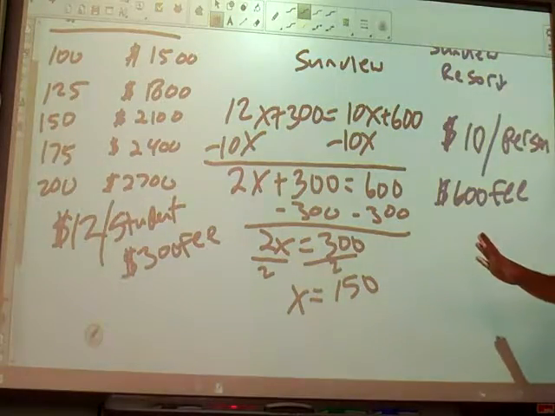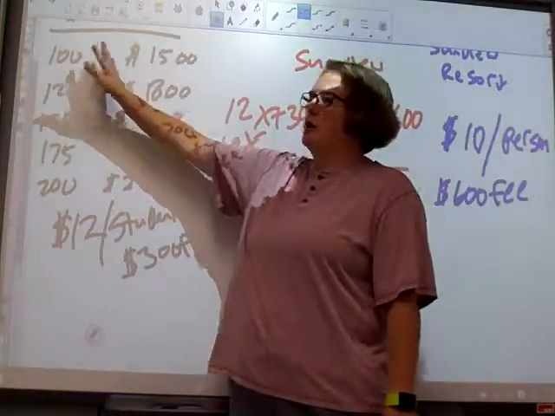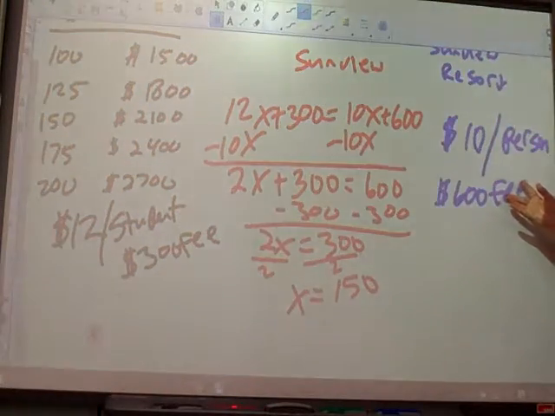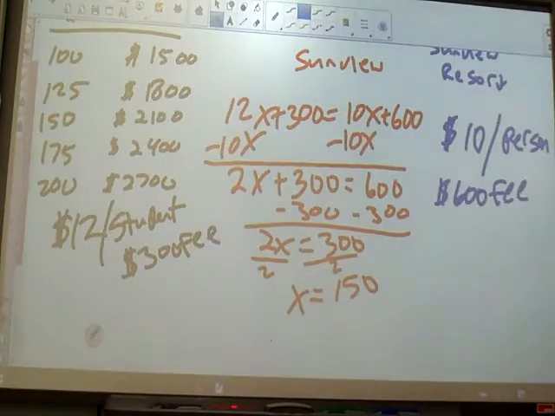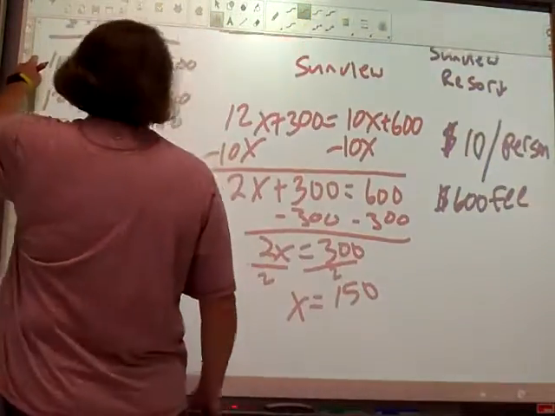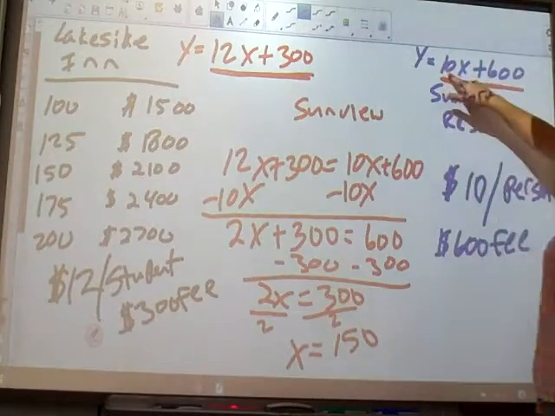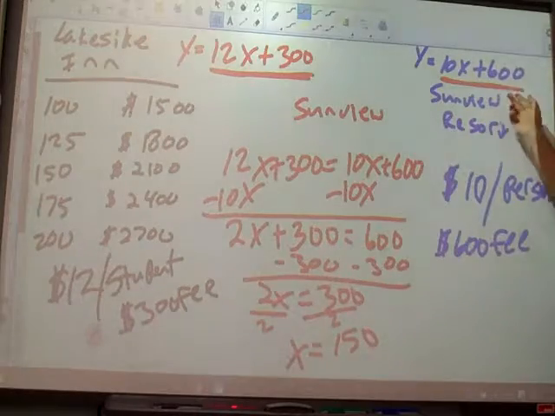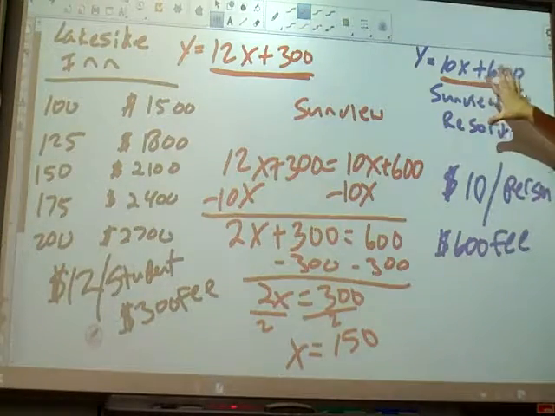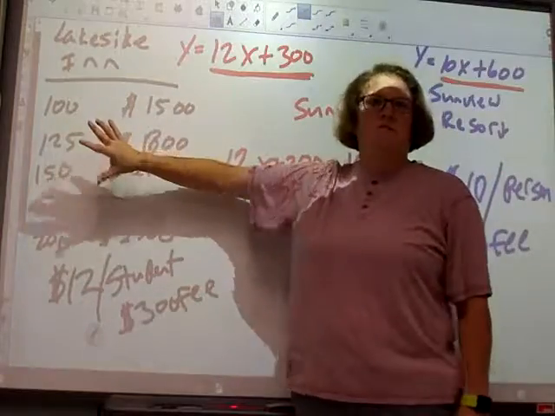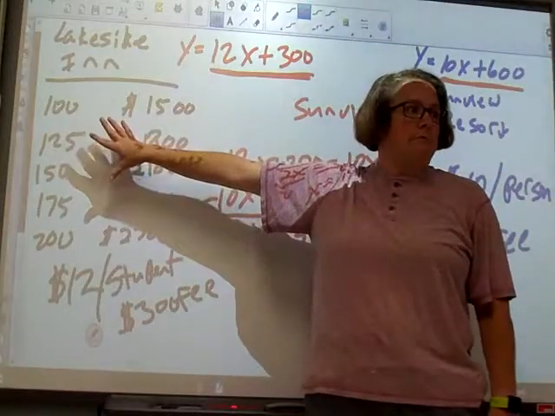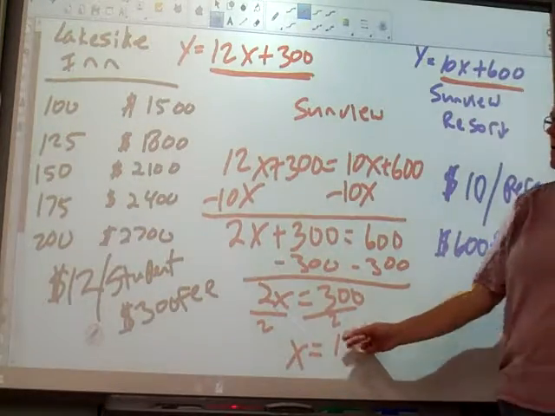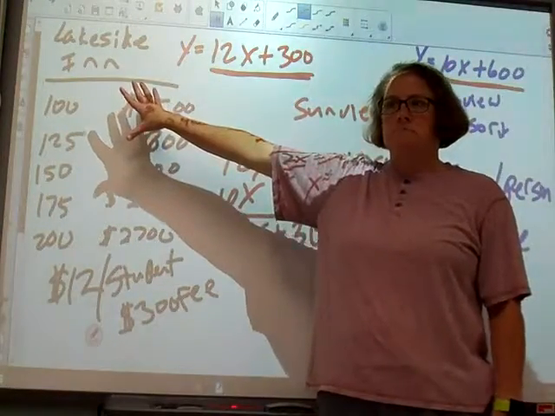Since we know 100 people are going to cost $1,500 here, how much would 100 people cost here? And we've already done it a little bit. Can you see the equation still? 10 times 100 is 1,000. 1,000 plus 600 is 1,600. So if there's 100 people, this one's 1,600, this one's 1,500. So this one's cheaper, right? So I could assume that if I have less than 150 people, I'd want to go with Lakeside, right?